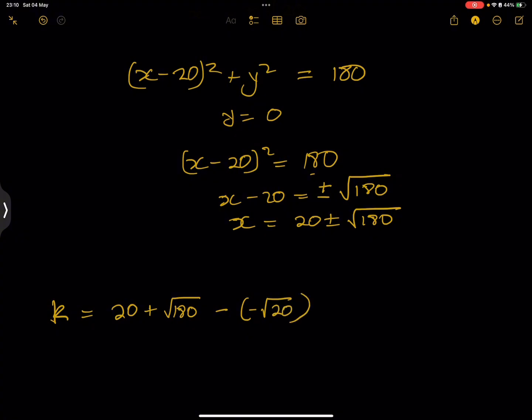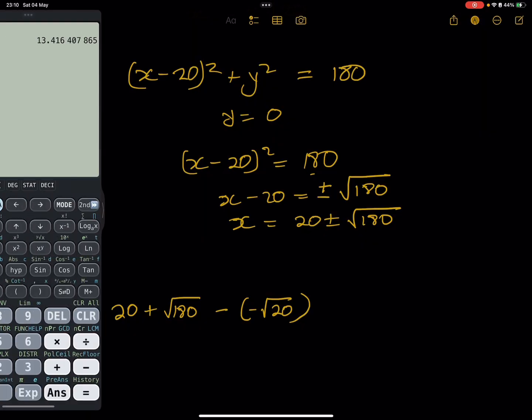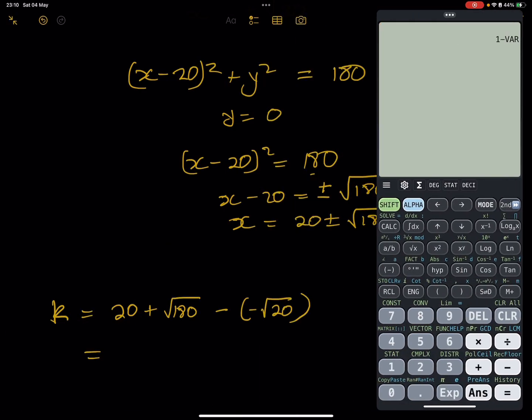All right, so let's work out that first value for k. So this would be 20 plus root of 180, right? And this is minus, oh, actually this will be plus the square root of 20. Okay, so the first value will be 37.89. So that's the first value for k.